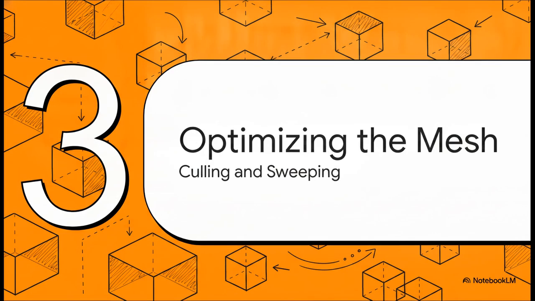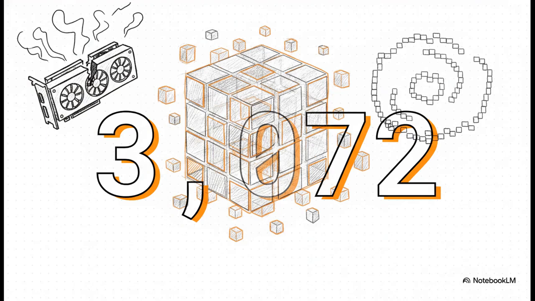Okay, part 3, optimizing the mesh. Because even with highly efficient VBOs, drawing every single side of every single block is simply an impossible math problem. Let's look at a worst-case scenario. Imagine a solid 8x8x8 chunk of blocks. If you use the naive, brute force method of drawing every single face of every single block, you are demanding your GPU render a staggering 3,072 individual quads for just one tiny cube. If you tried to render a whole world like this, your graphics card would literally just choke.